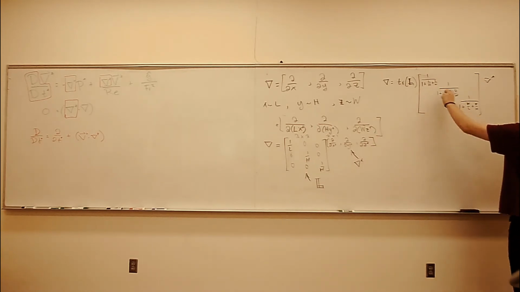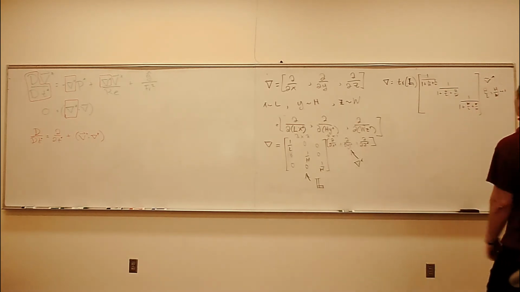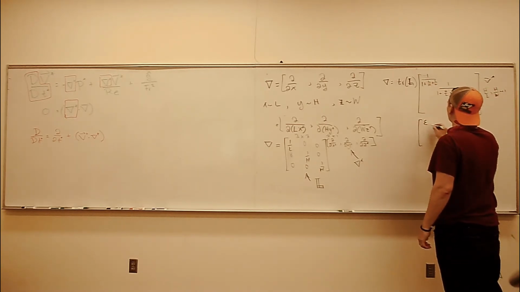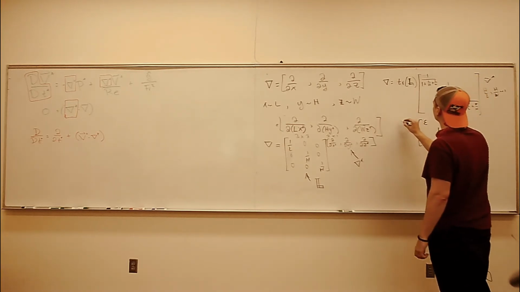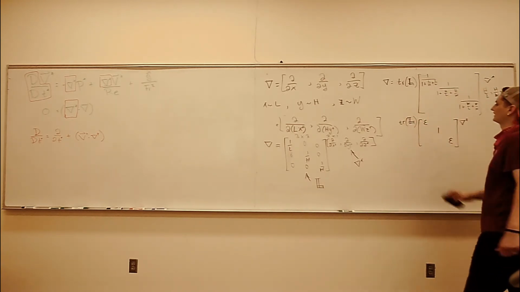Think about these terms right here. This number looks almost like 1, because I have h divided by a very tiny number and h divided by another very, very tiny number. So this will really look like 1 over 1, because you could think of these two as 0. Remember that h over L and h over W were very, very small. So then what you end up getting is this: I have this epsilon, 1, epsilon.